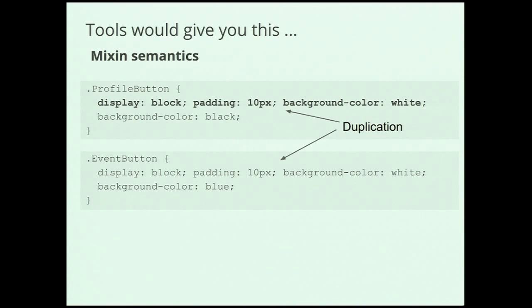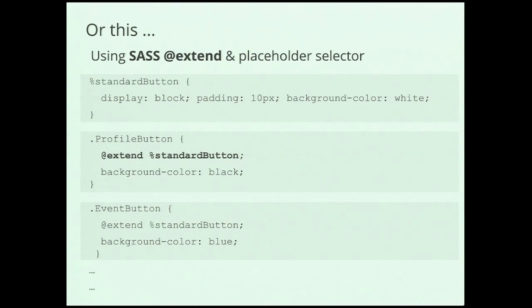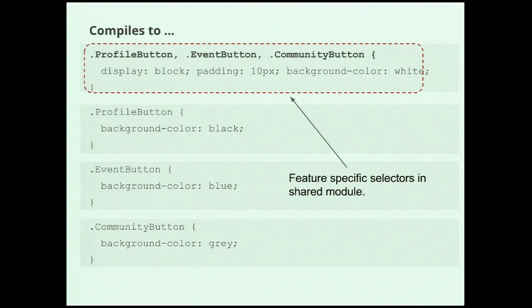You might use tools to do this. Mixins are a pretty standard thing in most preprocessors. And if you used a mixin, it would automatically expand the styles inline. So you're essentially getting rid of the standard button class. And the problem with this is now you are duplicating all of these styles in each context. And we've already said we don't want any duplication. Yet another way to do this is to use the Sass extend with a placeholder. And this compiles to something like this. And this is a vast improvement over mixins.